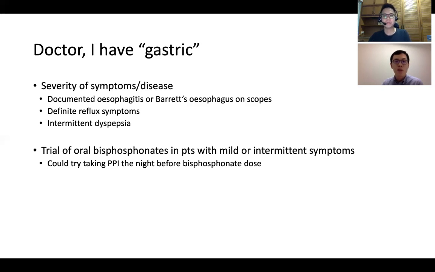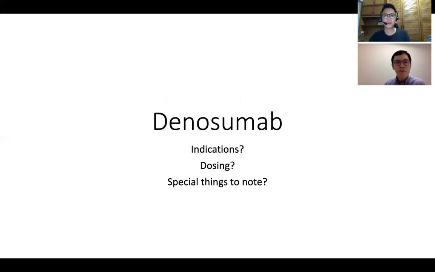And then patients with very mild symptoms, sometimes we just give them a try and say, it may not actually aggravate your symptoms, or they can try taking proton pump inhibitors the night before. Obviously, they can't take it the same morning as the bisphosphonate because of the interactions and all that, but they can take it the night before, and sometimes that helps as well. Okay, got it. Okay, so next we talk about Denosumab.